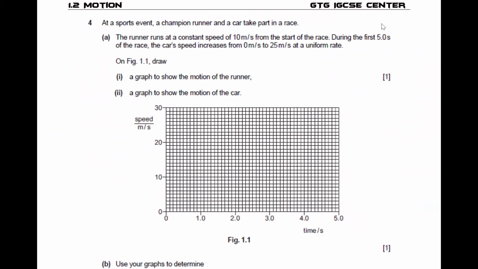Look here. The runner is running at a constant speed of 10 meters per second. If we take this answer, isn't this a speed-time graph? Isn't this a positive gradient? Wouldn't this mean that it's accelerating?